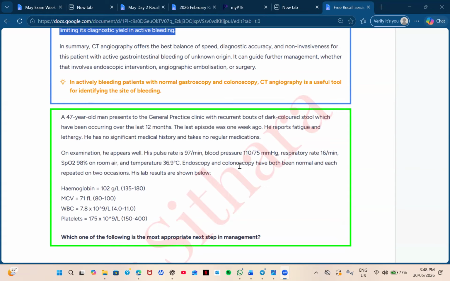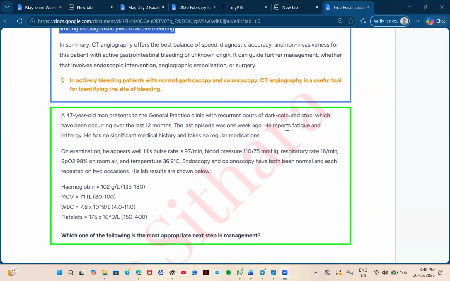A 47-year-old man presented to the GP clinic with recurrent bouts of dark colored stool which have occurred over the last 12 months. The last episode was 1 week ago. He reports fatigue and lethargy, and he has no significant medical history and takes no regular medications. On examination, he appears well. Pulse rate is 97, BP 110 by 74, respiratory rate 16, SpO2 98, temperature 36.9.